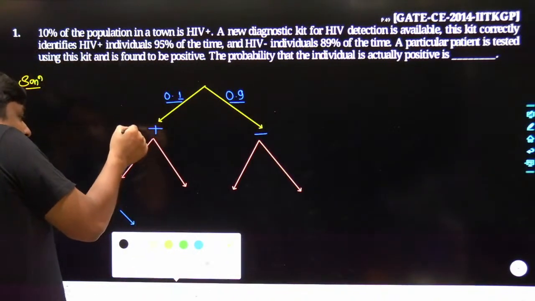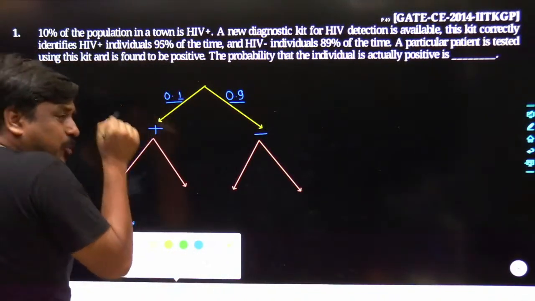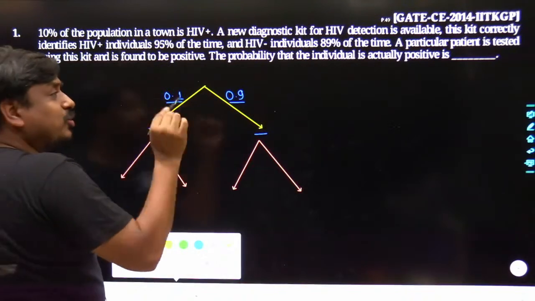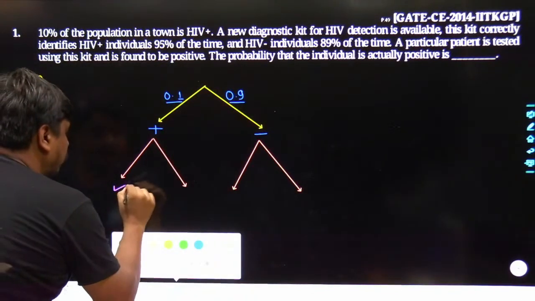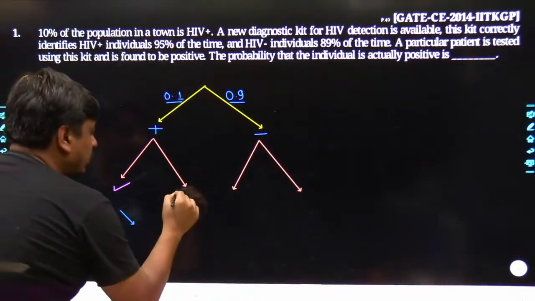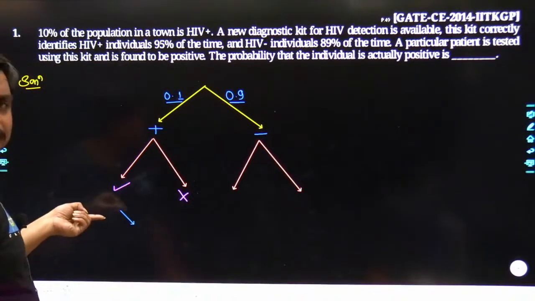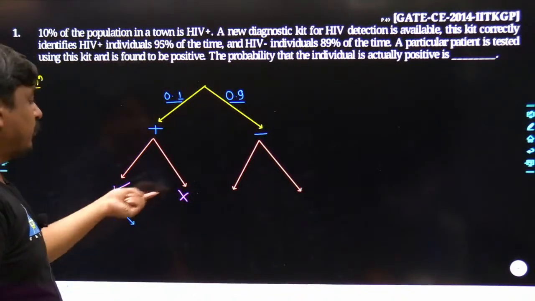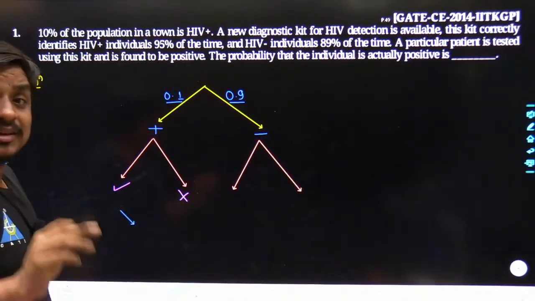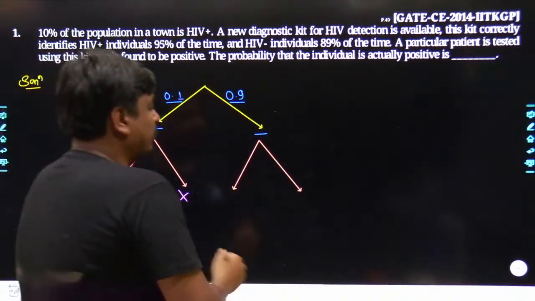If the person is found to be HIV positive, what is the probability that the kit is going to detect it properly or correctly? So simply I am writing it as a right mark or cross mark. What does the right mark mean? That means the detection has been successful. What does the cross mark mean? That means the test has been just reversed. It has not been successful.